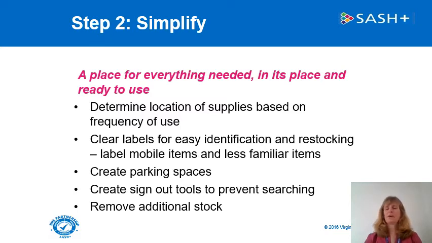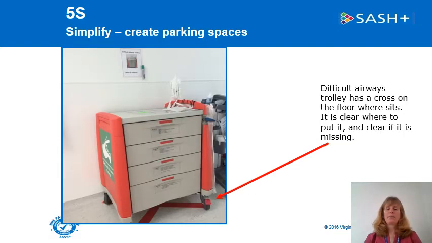And then create parking spaces to show where something should be. If you look at this picture here, this is the difficult airways trolley, and it's got a cross underneath. It shows where it sits. So it's very clear where to put it, and it's clear if it's missing, because this piece of equipment is needed in a hurry, and it's very important that everybody knows where it is. It's also very easy to see whether it's missing when you're walking along, when you're doing your sweep, which is the next stage.